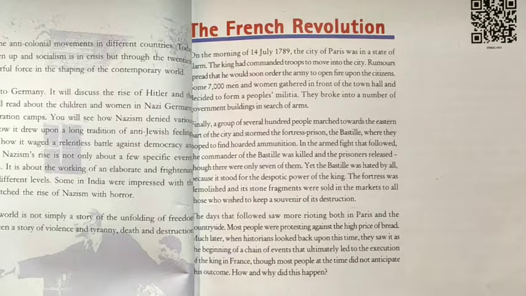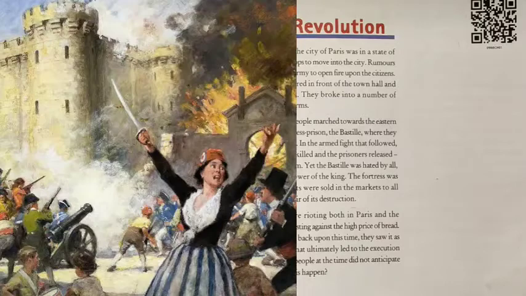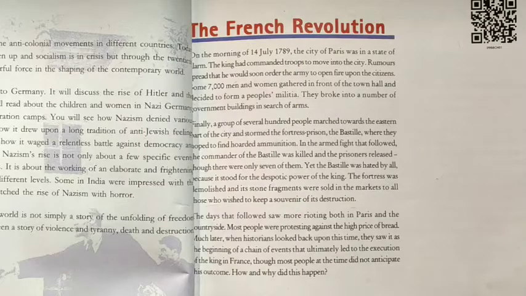On the morning of 14th July 1789, the city of Paris was in a state of alarm. The king had ordered troops of the army to move into the city. The king sent the army with a different motive, to control the situation in Paris, but the people misunderstood this, and rumors had already spread that the king would order the army to open fire upon the citizens. Around 7,000 men, including women, gathered and formed a group called the People's Militia. Militia means military soldiers, okay?